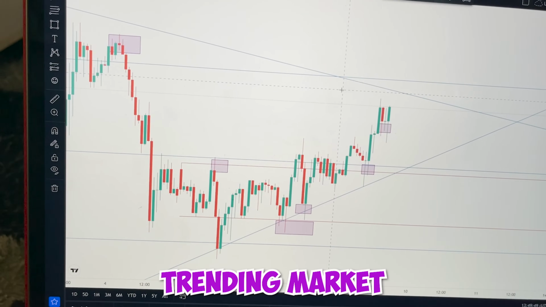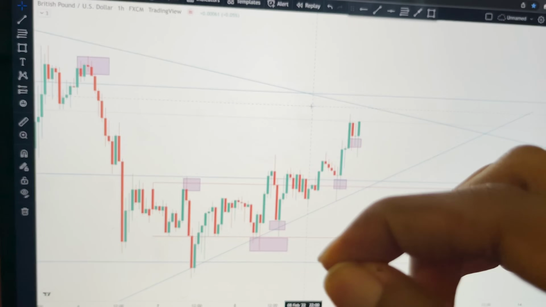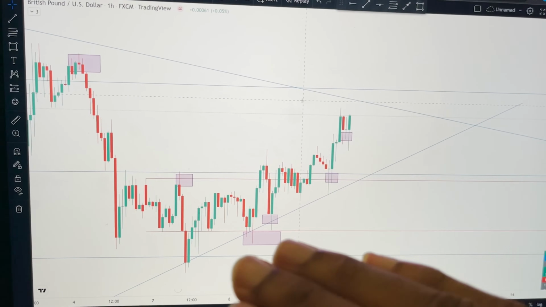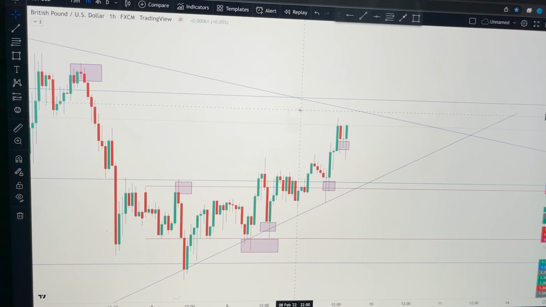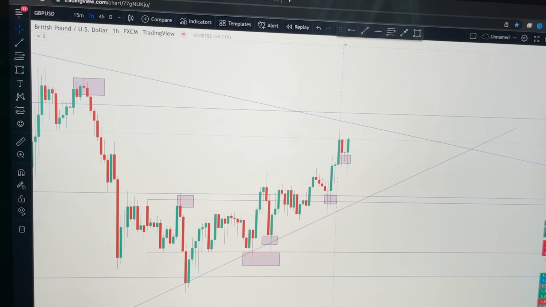And also, it has to be in a trending market. Do not use it in a market that is consolidating. It would not work. It only works in a downtrend or in an uptrend. That's why it's called Fibonacci retracement. This is just the idea behind it.